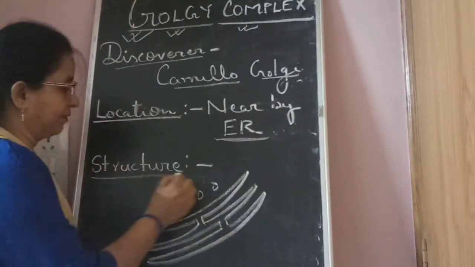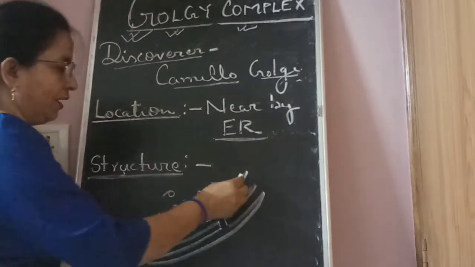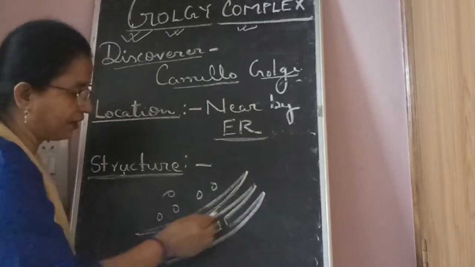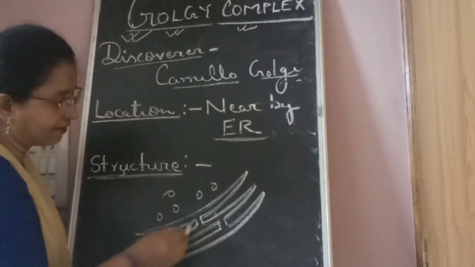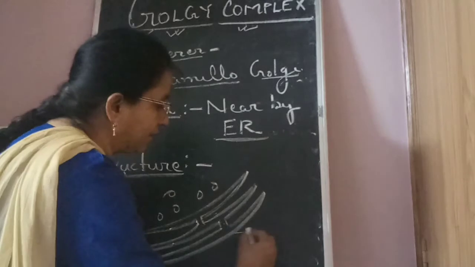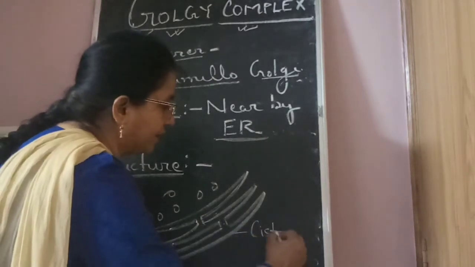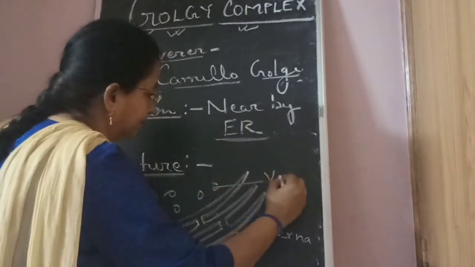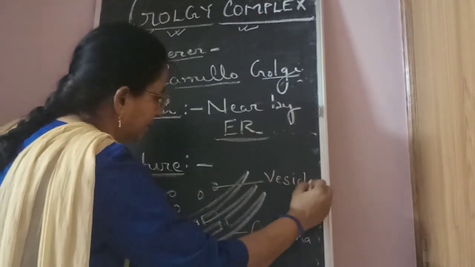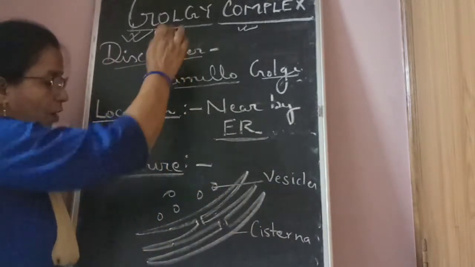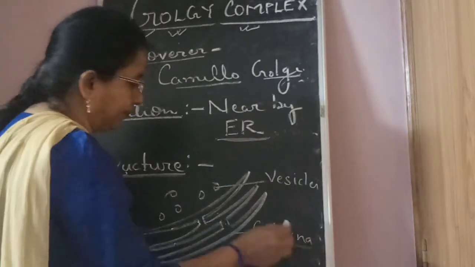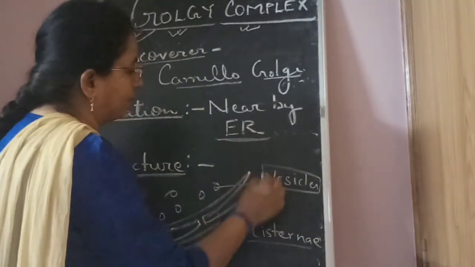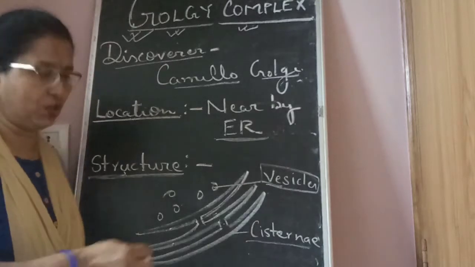What is its structure? Now, it actually consists of flattened sacs. As you can see in the diagram, these flattened sacs are interconnected and are known as cisternae and vesicles. That means Golgi complex consists of cisternae and vesicles. These vesicles become larger and form larger vesicles or vacuoles.